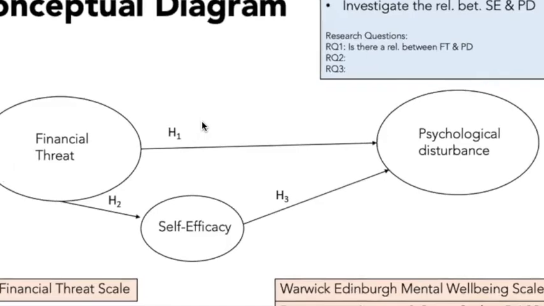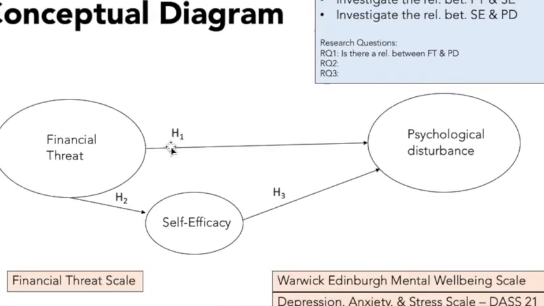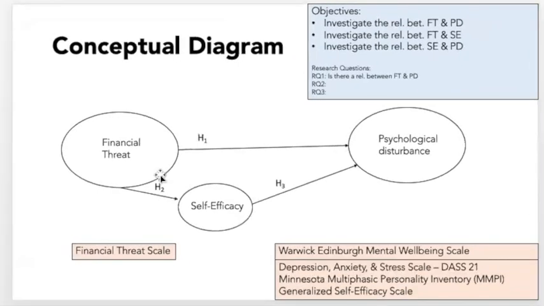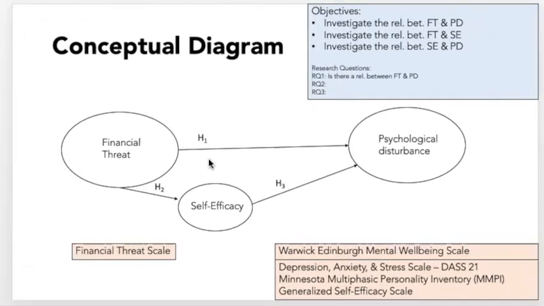Now, based on this, if you notice here, I have written H1, H2, and H3. If you just go through this, you see H1. This H1 means hypothesis 1. Can you remember last time I told you a hypothesis is a tentative testable prediction? I haven't still done this research, but at this stage, I am predicting, or rather I am planning on testing whether financial threat has something to do with psychological disturbance. And this is my first prediction. I'm saying, okay, look, I think these two are related.